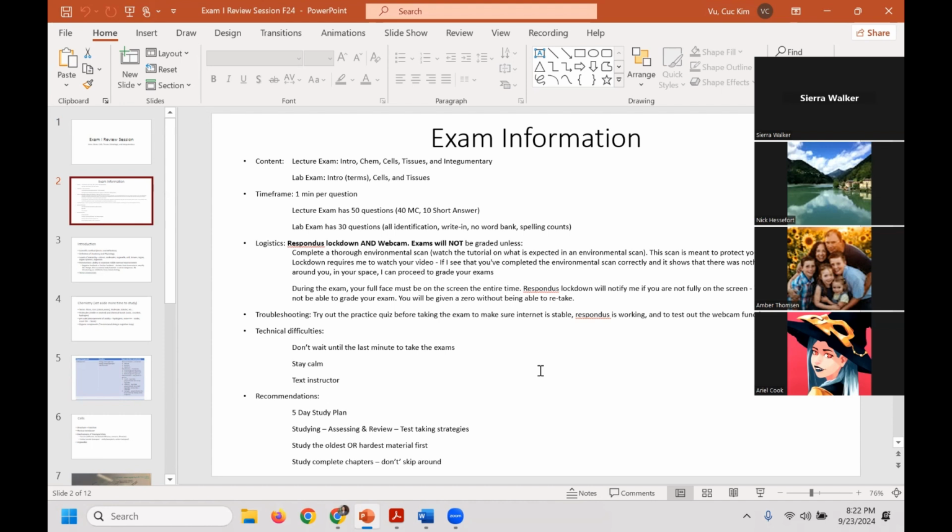Then the cells and tissues. Okay. Now, in both cells and tissues, you had to do two activities. You had to do activity 1 that was based on your textbook, and activity 2 where it's based on actual histology images. And it's going to be on the histology images that will be on the exam. Okay. So for the lab exam, it'll have the intro, all of those terms, all of those planes and body regions that you have to identify.